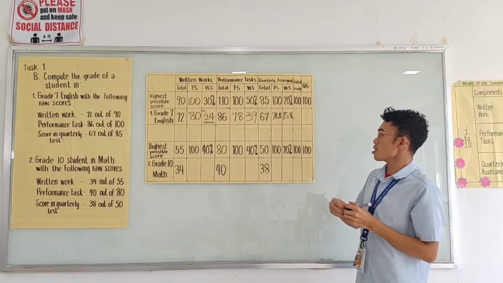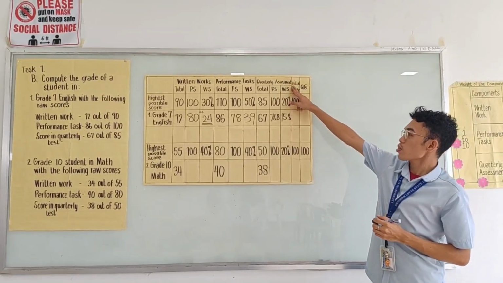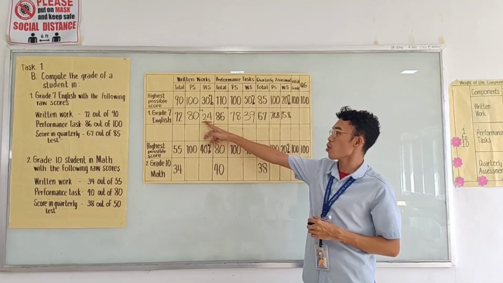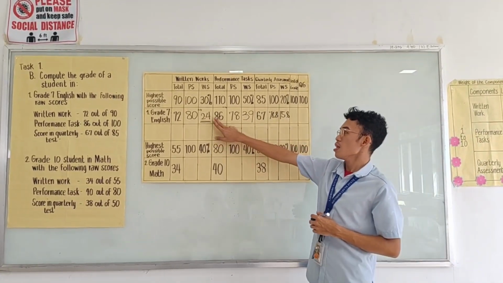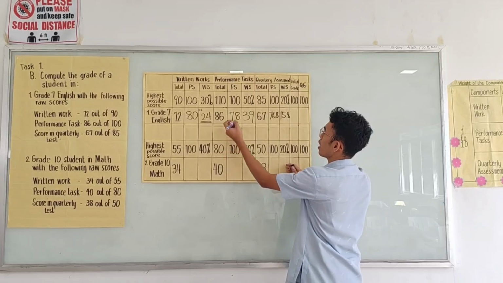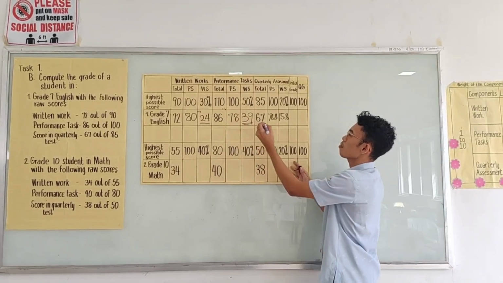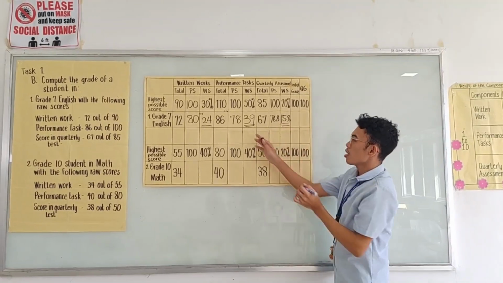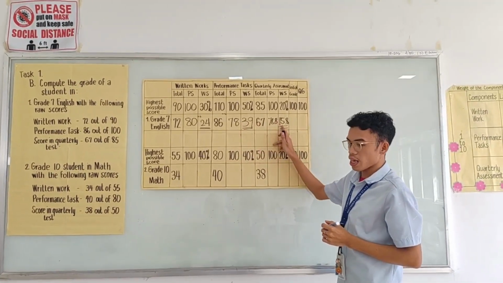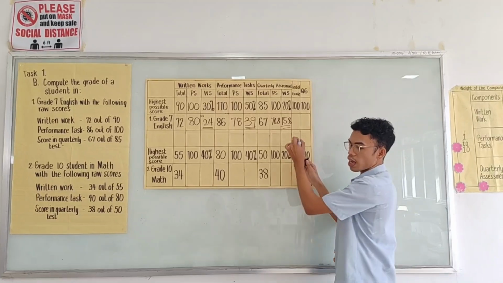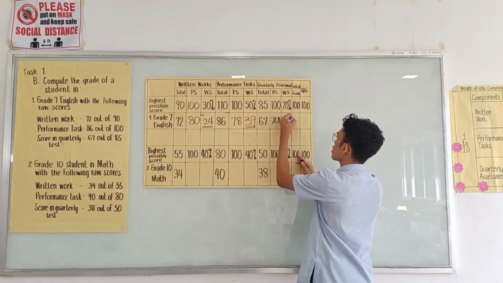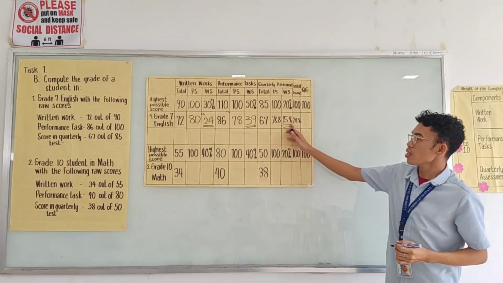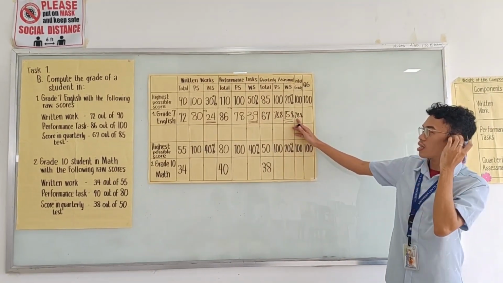And then next is to get the initial grade. To get the initial grade, we just have to add all the weighted scores of all the components. So 24 plus 39 plus 15.8 equals 78.8. So this is the initial grade of the student in the English subject.